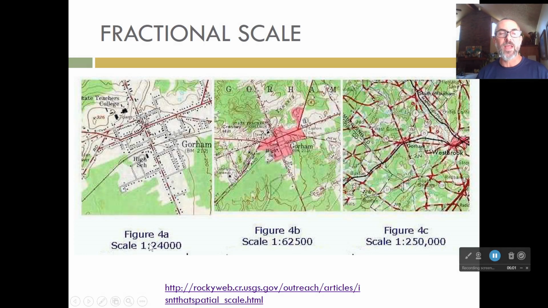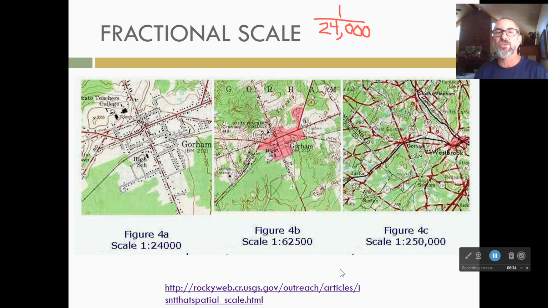So 1 to 24,000 or 1 to 62,500 or 1 to 250,000. Well, with the fractional scale, imagine each one of these 1 colon numbers are actually a fraction. So 1 to 24,000 should be thought of as 1 over 24,000, and 1 to 62,500 should be thought of as 1 over 62,500.